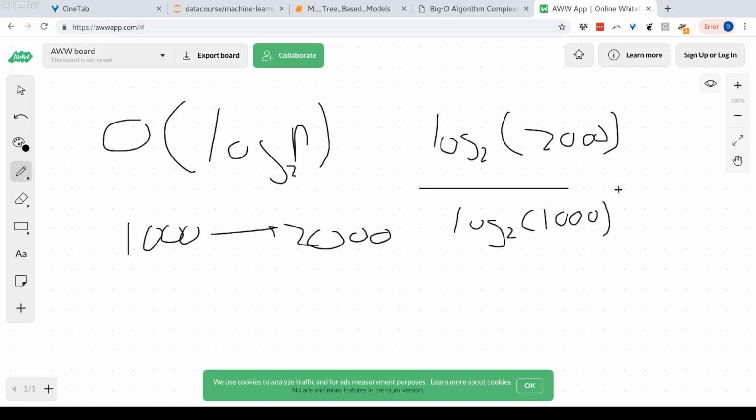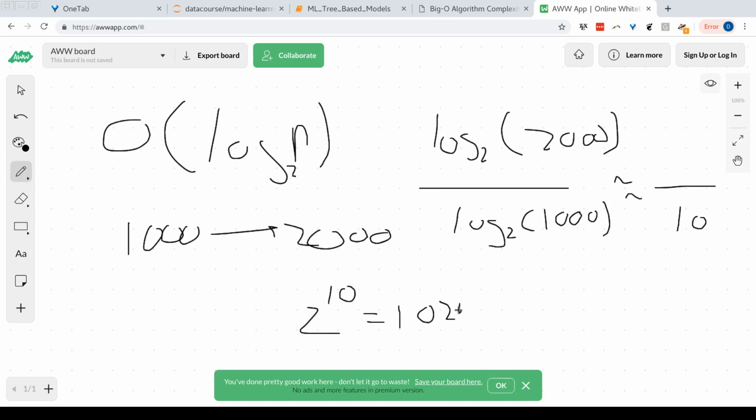Now I'm just going to approximate this. So log base 2 of 1,000 is approximately 10. The reason I knew that rather quickly is because 2 raised to the 10th power is 1024. I can do this exactly, but it's approximately 10. And the log of 2,000 is going to be approximately 11, because 2 to the 11th power is 2048. So for this example, these are just approximations.